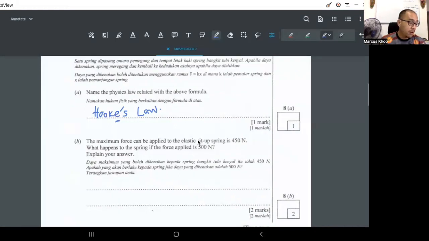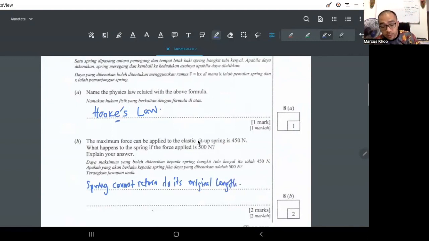Okay, this is a very logical question. What will happen? Obviously, the spring cannot return to its original length. It cannot return to its original condition. Or in other words, it loses its elasticity. Also another possible answer.